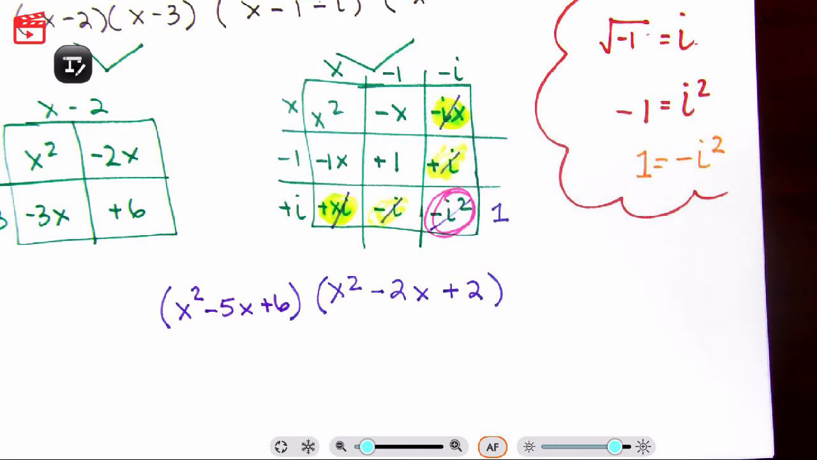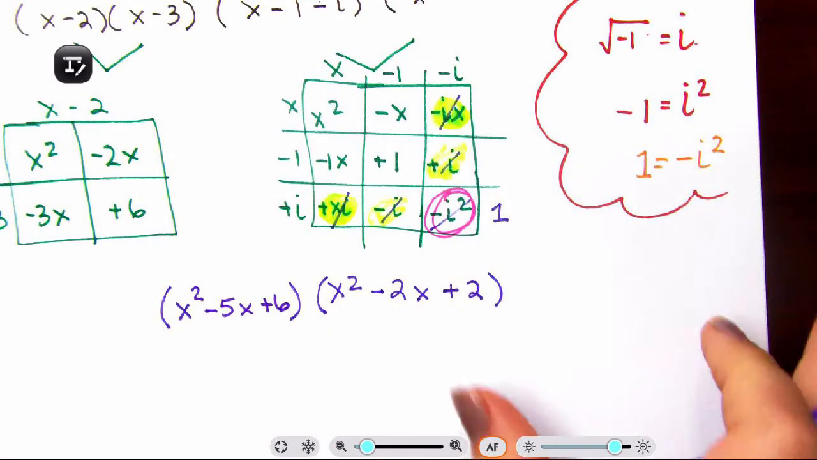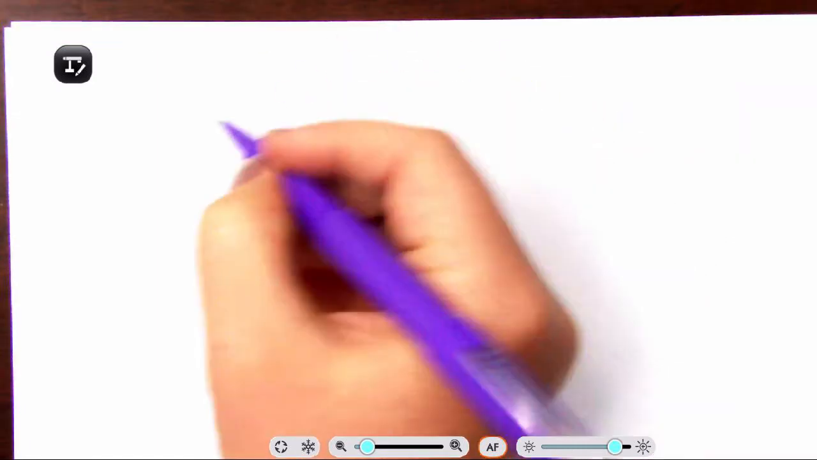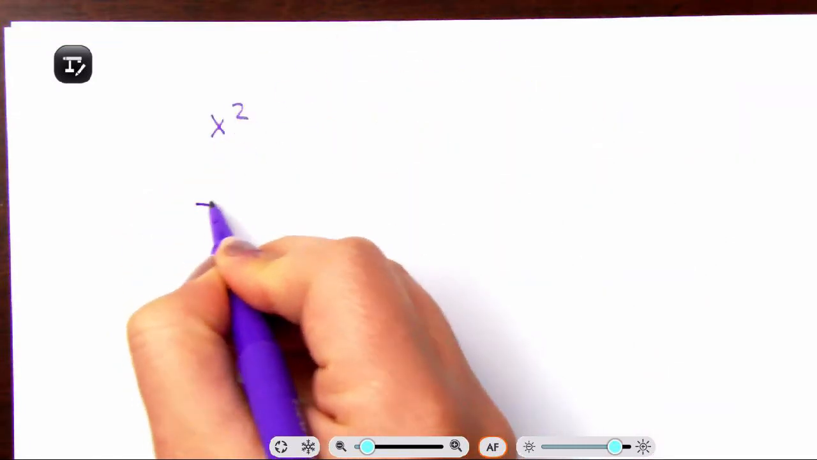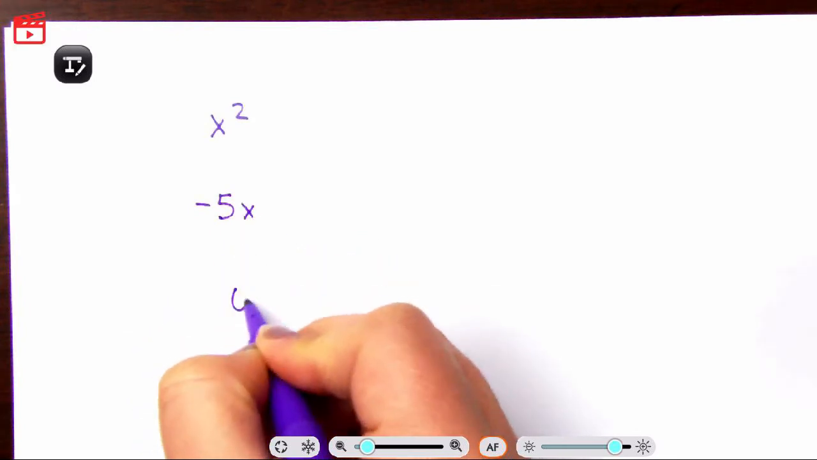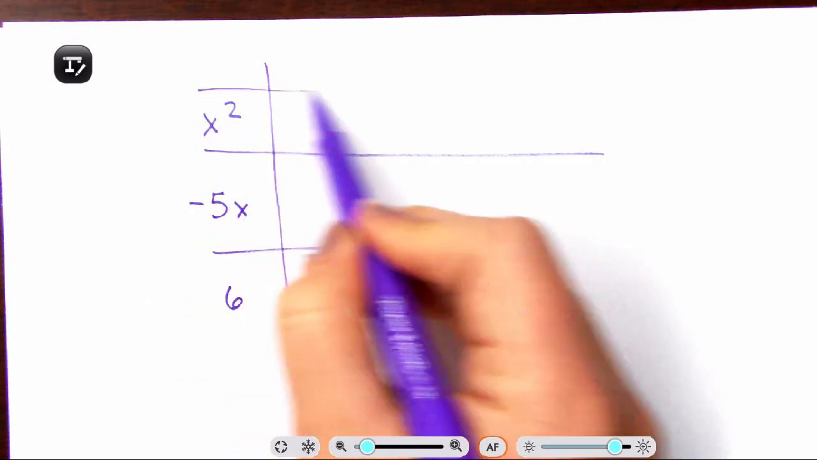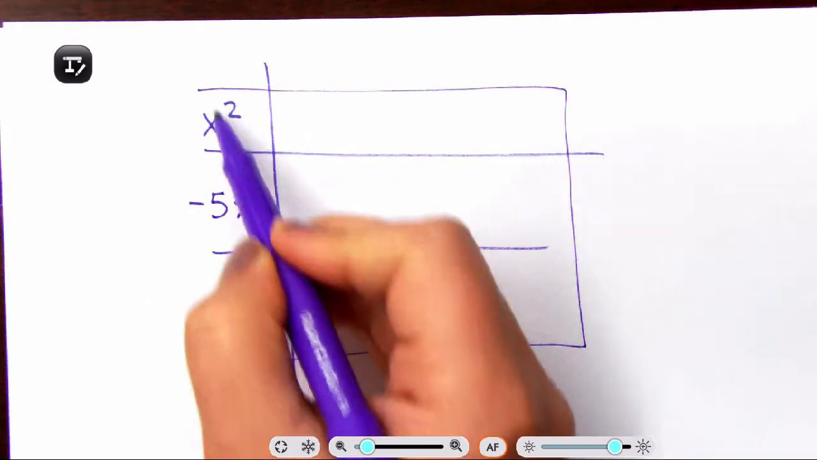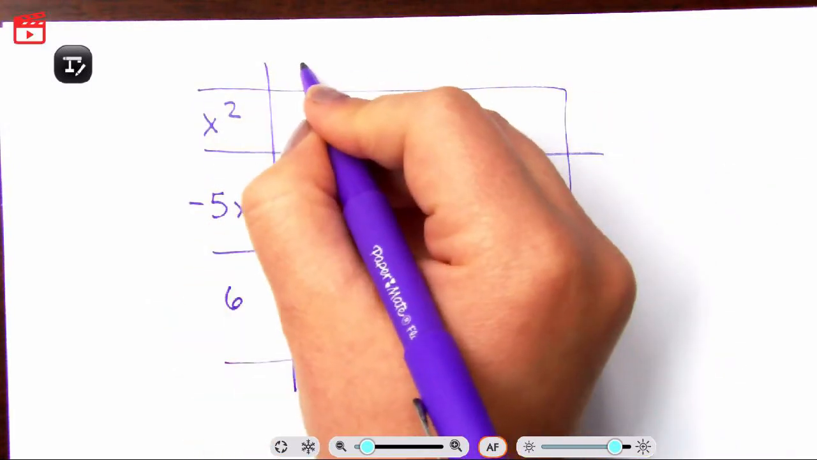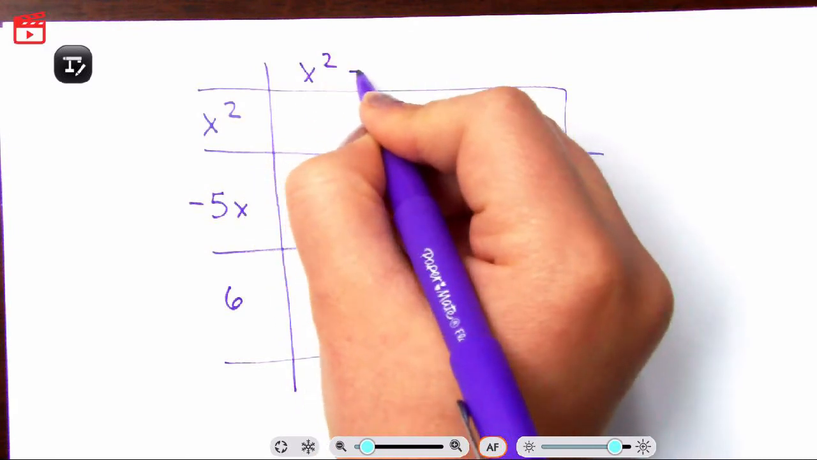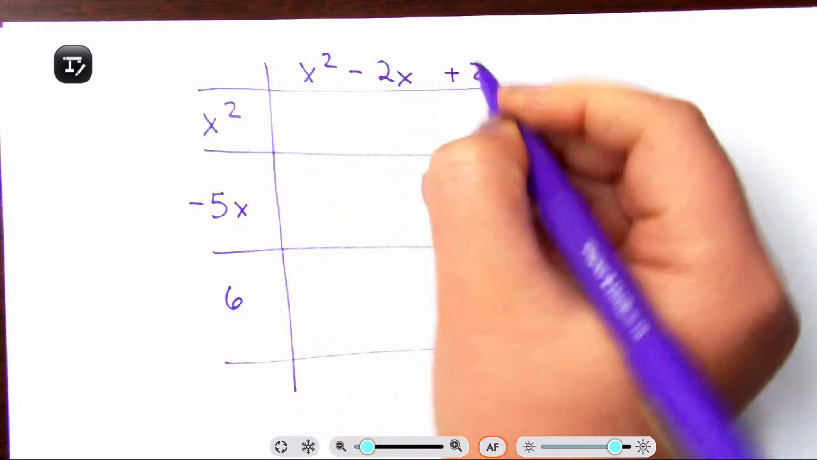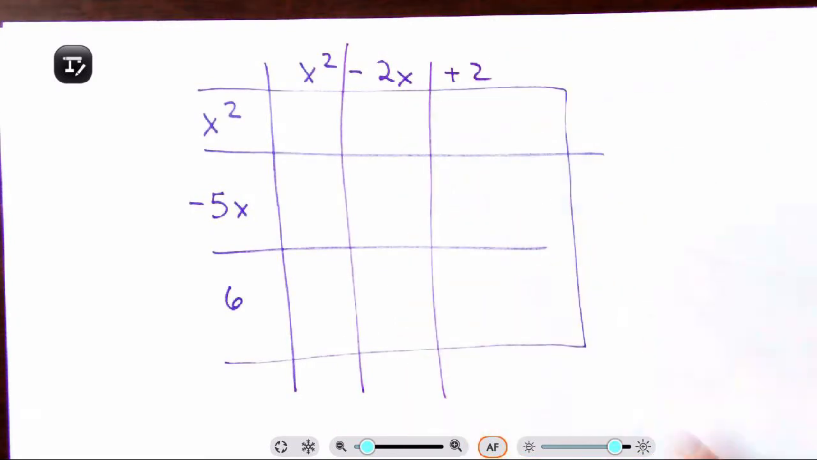And I'm going to need to multiply that out one more time. So I'm going to change my paper since I'm running out of room. All right, so what do we have? One more time, I have x squared minus 5x plus 6. Forgot to draw my box before I did that. And so what do we have here? I have x squared minus 2x plus 2. And we're going to multiply.